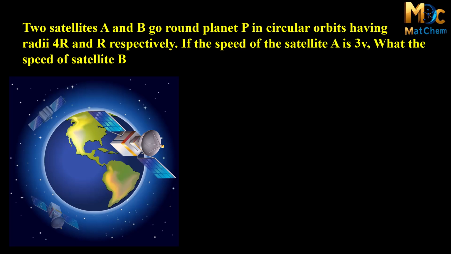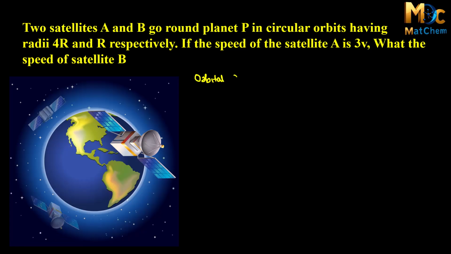So the question is, two satellites A and B go around a planet P in circular orbits having radius 4r and r respectively. If the speed of satellite A is 3v, what is the speed of satellite B?